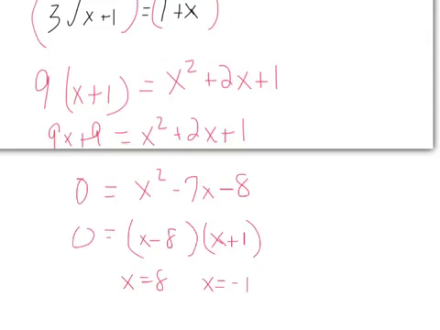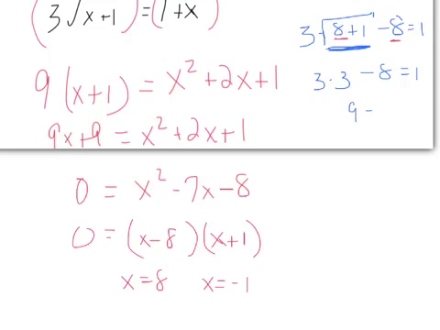So in the original equation, again, we have 3 times the square root of, and I'll check 8 first. So it's going to be 8 plus 1 minus 8 equals 1. Again, this is where x was in our original equation, in those two spots. So if I check this, I'm going to see that I have 3 times the quantity square root 9, right? So this is just 3 times 3, really, right? Because this is really square root of 9. Minus 8 equals 1. 9 minus 8 equals 1. That is true.